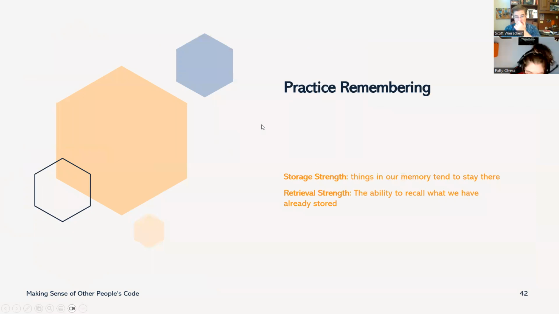Now, one thing that's important is that you need to practice the remembering. We have two different kinds of strengths in our memory. There's a storage strength, which is that the things in our memory tend to stay there, and the retrieval strength, which is effectively our ability to recall what we've already stored in our memory. I'm sure that you have forgotten your phone number at some point. It's not like you don't know what your phone number is. It was there and I can't remember it. I can't recall it right now.